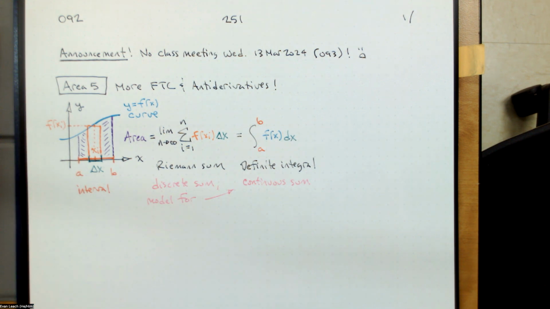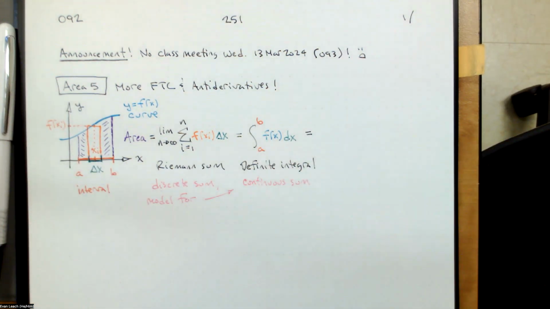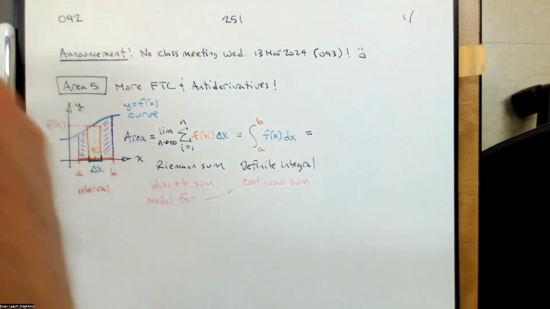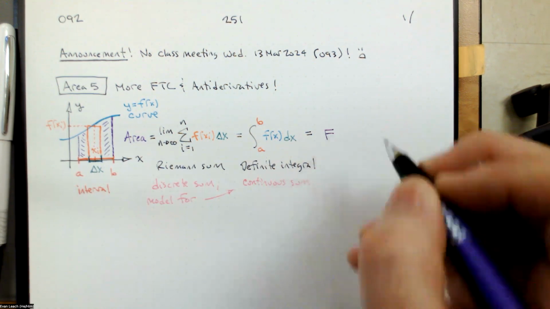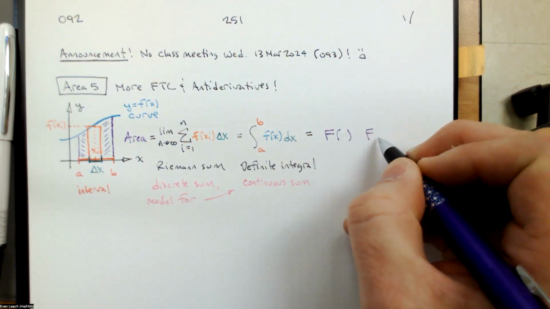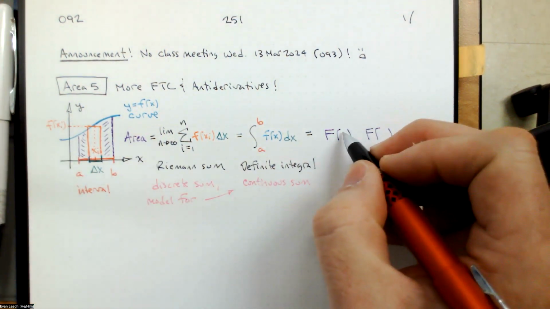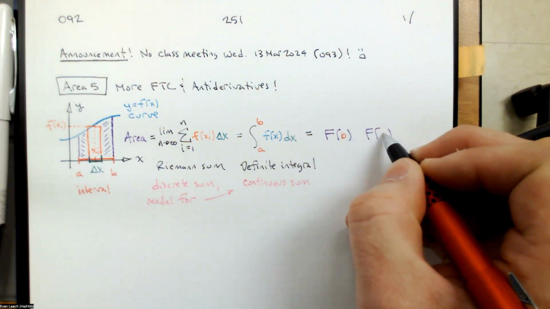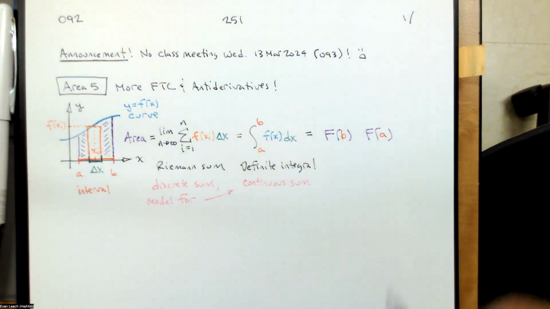And then the fundamental theorem of calculus comes along and says, don't worry. We don't need a place to put the plus signs. We just need an antiderivative of the function. And then we just have to look at the endpoints. And that's the fundamental theorem of calculus, part 1.